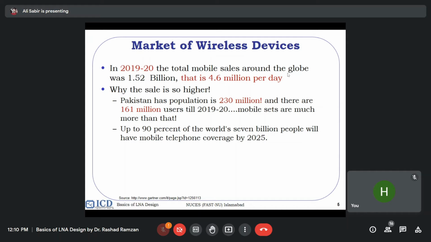Up to 90% of the world's 7 billion population will have mobile telephone coverage by 2025. And this is a reachable goal, because you see that the Starlink satellites from Elon Musk are providing internet connectivity to those remote areas of the globe which were not accessible by other means. So by 2025, more than 90% of the world population will be connected with the internet, and that connection is of course through mobile devices.